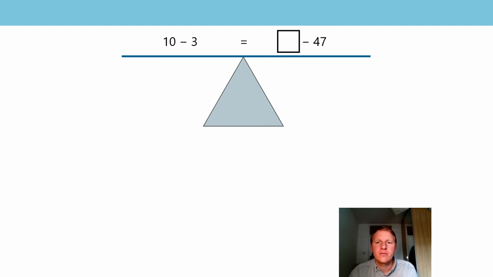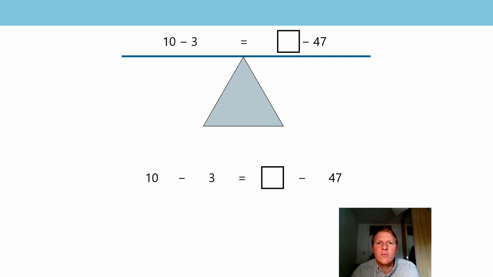Here's another example for us to look at, and if you look closely, some of you will have noticed there's something the same. 10 subtract 3 is the same, but now there's an unknown minuend. So let's take that and write that as a linear equation. 10 subtract 3 is equal to something subtract 47. Now, do we know what's happened to the minuend? We don't, do we? Because that is what the missing box is.